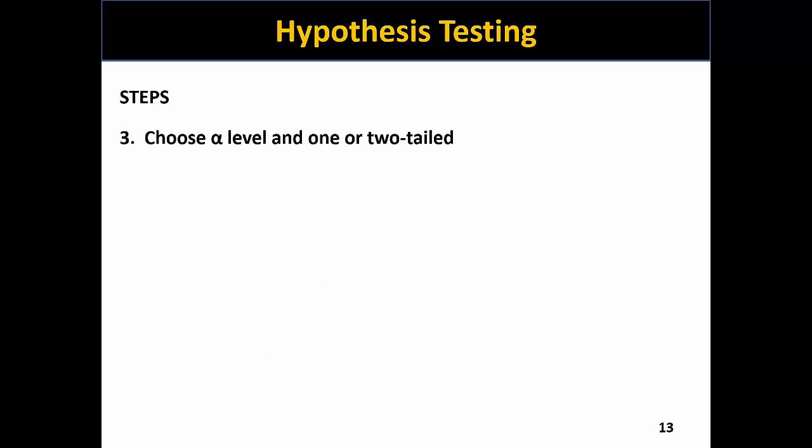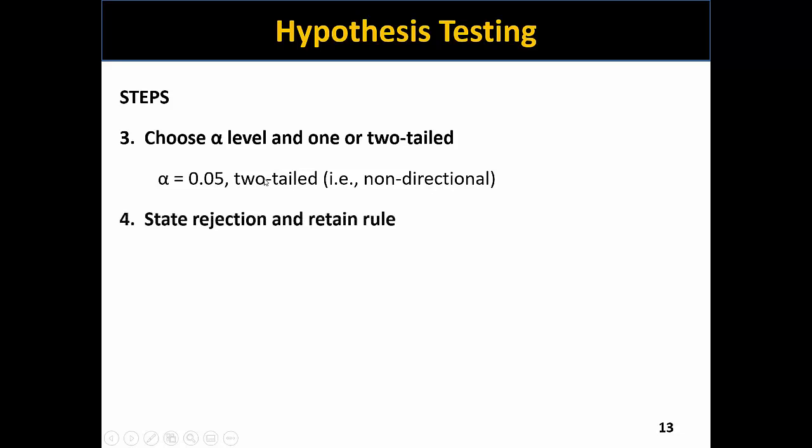And because the consequences of a type 1 error in this case are not considered to be very catastrophic, we would just go with the standard 5%. And because we don't know whether the participants would rate a value greater than 2 or less than 2, we would just go with the non-directional approach and a 2-tailed level for the alpha, or for the type 1 error rate. We then state the rejection and the retain rule.